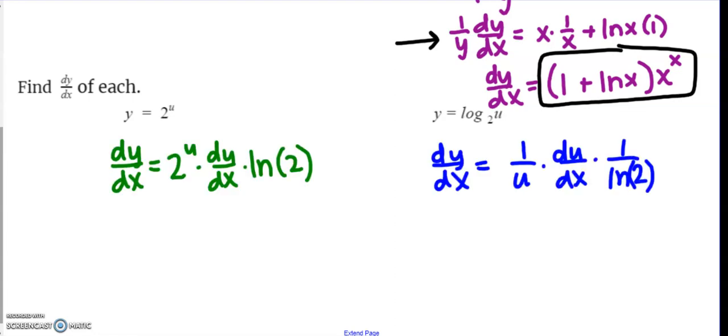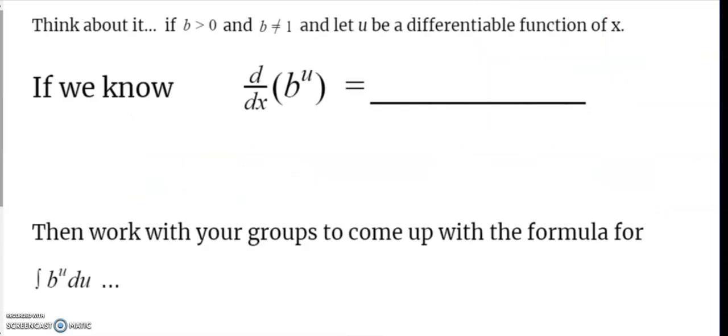All right, so a couple of reminders of taking derivatives of exponentials. The derivative of 2 to the u is going to be itself, 2 to the u, times the derivative of the exponent times the natural log of the base. Then for logarithms, log base 2 of u, the derivative is 1 over the argument times the derivative of the argument times 1 over the natural log of the base.